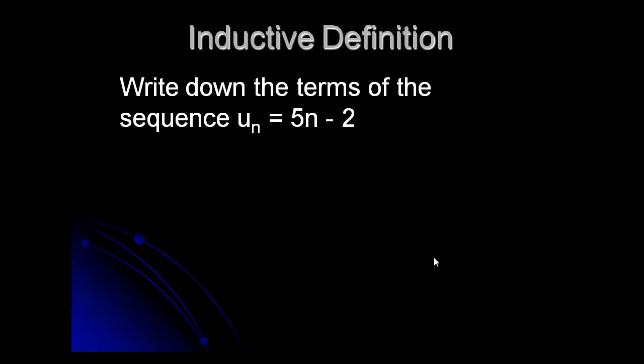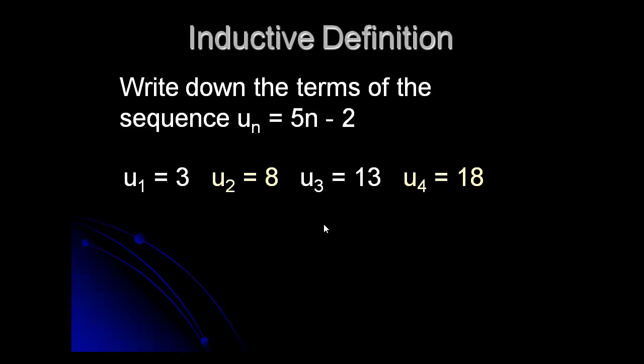So, if we've got this sequence here, write down the terms of the sequence. And that's what we get. We put 1 in for the n first: 3, 8, 13, 18.